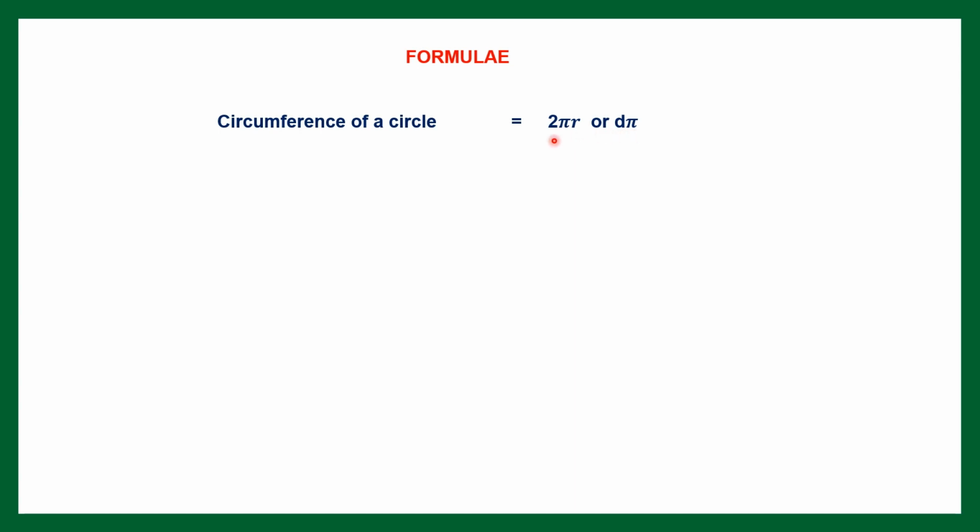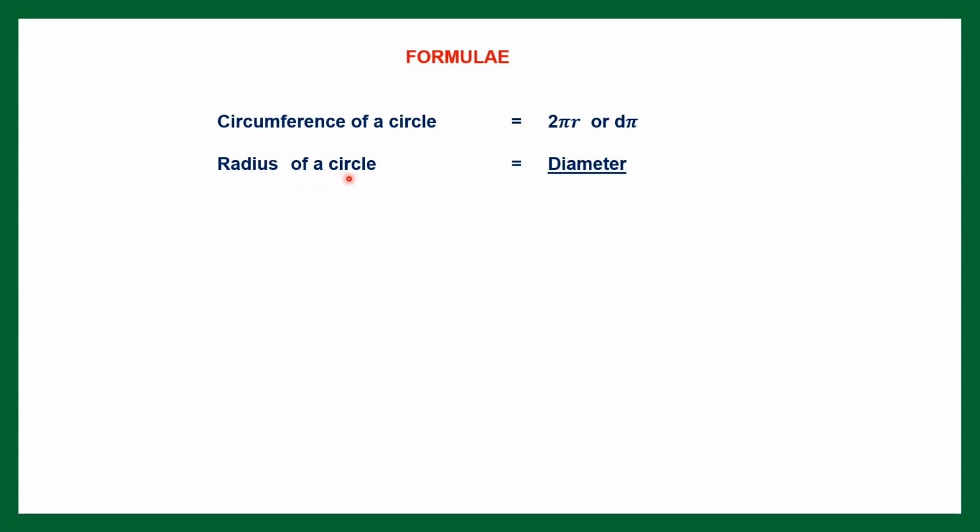How did we get that? Because 2 into r or 2 into radius is equal to the diameter. So if you have the radius, you can use the formula 2 pi r. If you have the diameter, you can use the formula diameter into pi. This is to find the circumference of a circle.